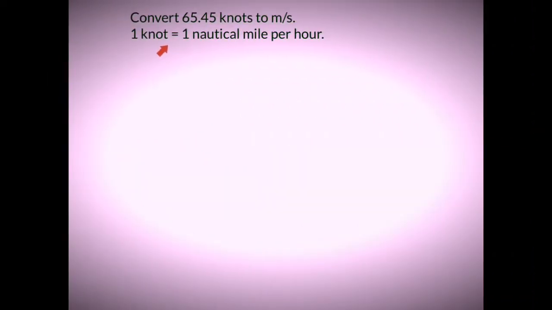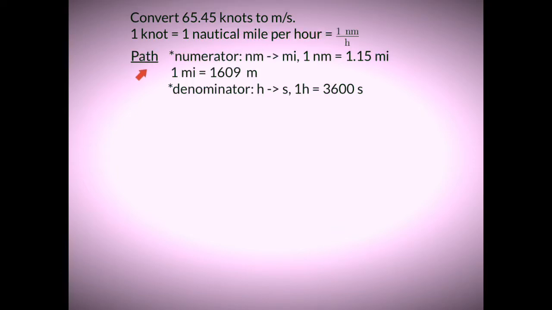Now let's do an example of a compound unit, meaning that there are units in the numerator and the denominator. Convert 65.45 nautical miles per hour, or knots, to meters per second. The path: since this is a compound unit, we need a path for the numerator and for the denominator.